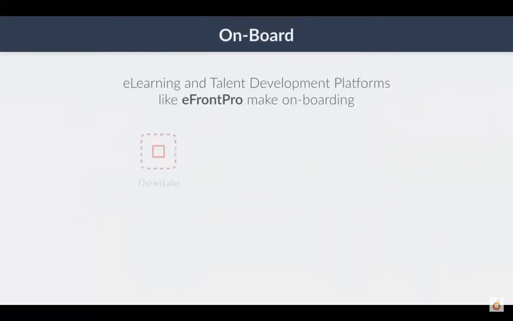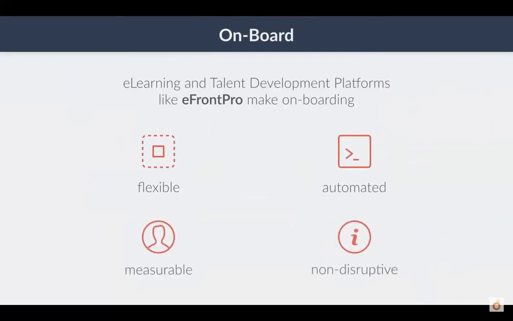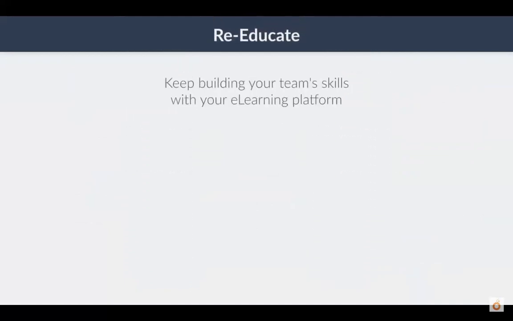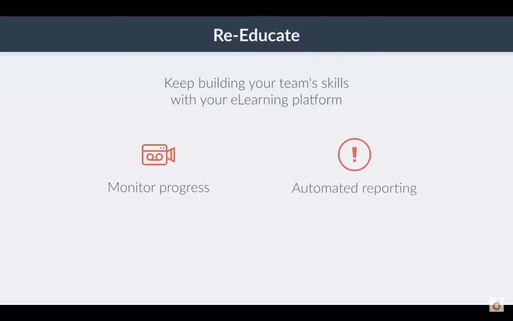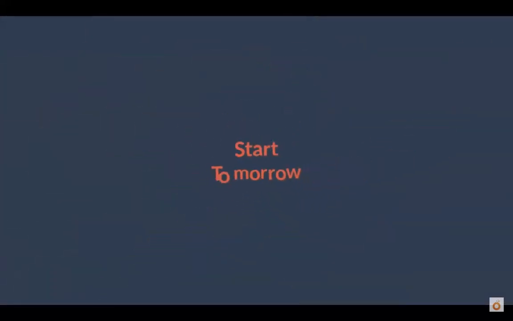New hires take time to become productive, and orientation can disrupt the team. Streamline the process with a great e-learning platform like ours at IFA. Stay competitive by continually training your employees. Scale your knowledge across the company and use a platform like eFront Pro to effortlessly monitor your trainings. Don't delay. Start small.